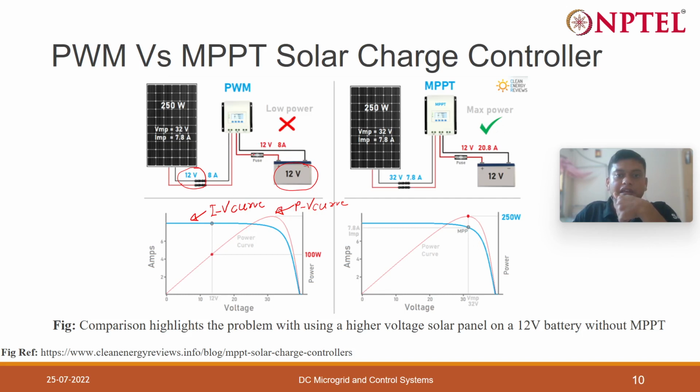solar PV array. And in contrast, in MPPT solar charge controller, you do not just equate the battery voltage with the PV array voltage. Here what we do, we maintain the PV array voltage equal to this maximum power voltage, so that we can take the maximum amount of power. So if you maintain the 32 volt, this one, then how much current will you take? That is 7.8 ampere.